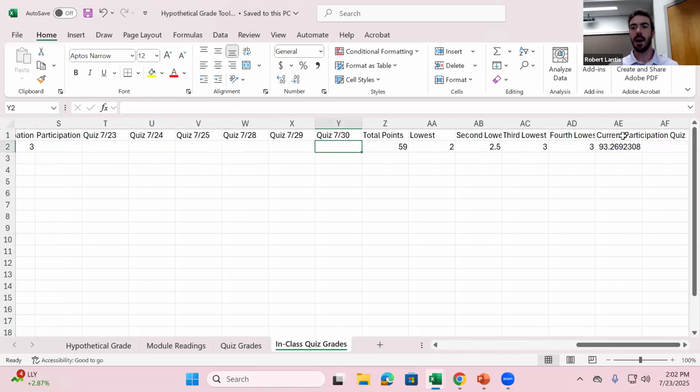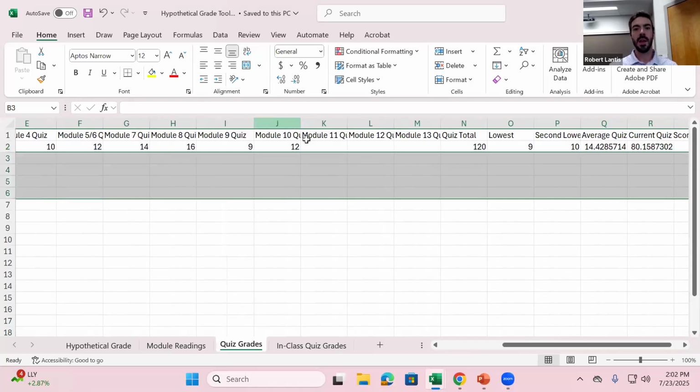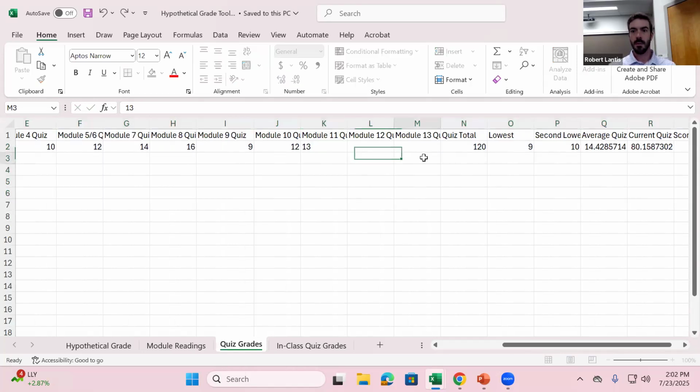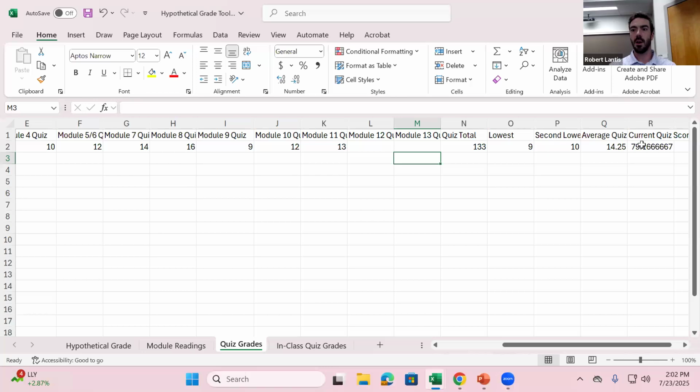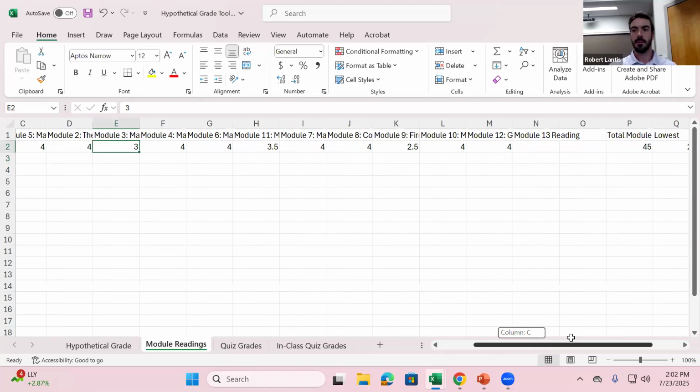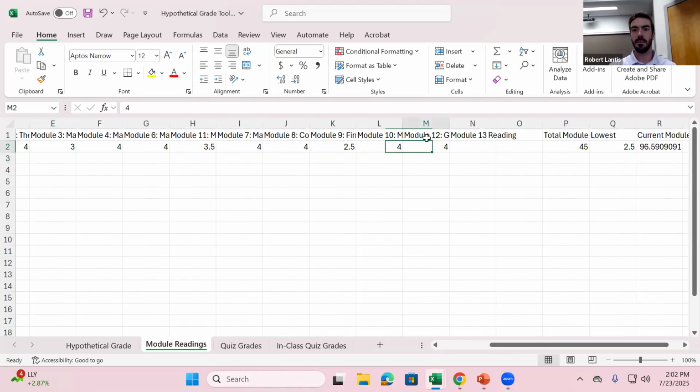And what it does is it calculates what your current score is with the 4 lowest dropped, right? So right now, it's figuring out what those 4 lowest are. It's then calculating what the current participation grade would be. Same kind of idea for the quizzes. As we do more of them, you can put your scores in there. And notice it updates it, so it identifies the lowest and calculates your current quiz score. Same thing for the module reading. We only have 1 module reading. I guess technically we have 2 left, 12 and 13. But it does the same thing.